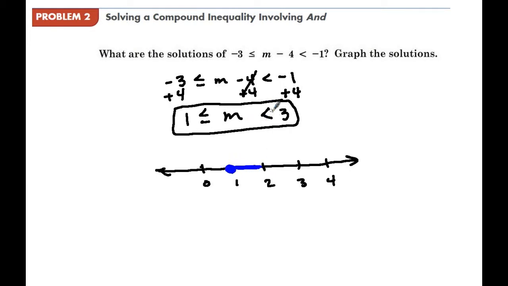And m has to be less than 3. That's going to be an open circle, not including the 3, but anything smaller than that. And so here's our graph of the inequality showing that it's between that range.